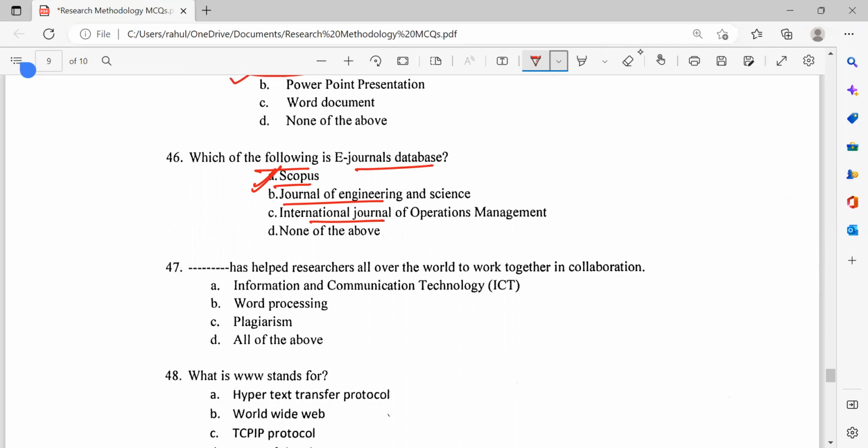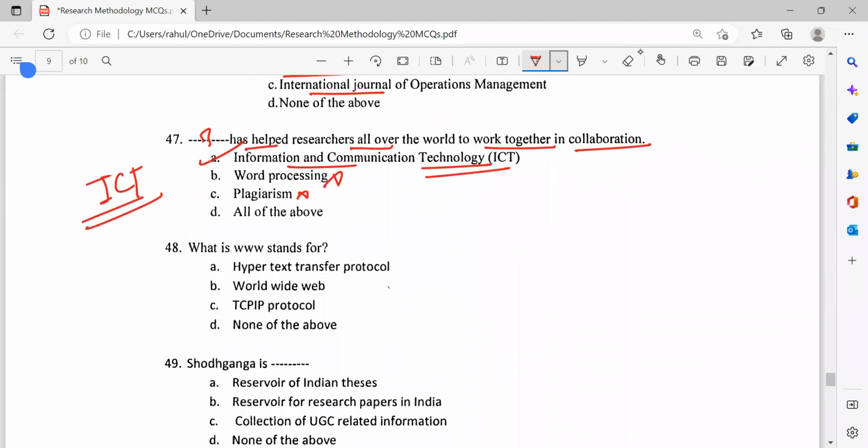Okay, question number 47. Which of the following option has helped researchers all over the world to work together in collaboration? Word processing, no. Plagiarism, no. No relation in the question. Information and communication technology, ICT. With the help of that, we can work collaboratively. Question number 48. WWW stands for, everybody knows it, World Wide Web.